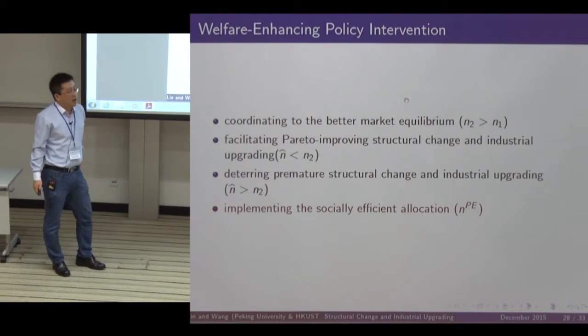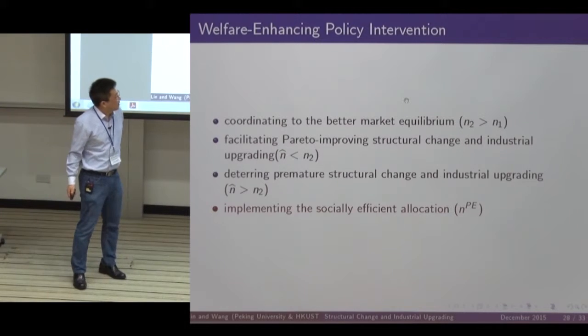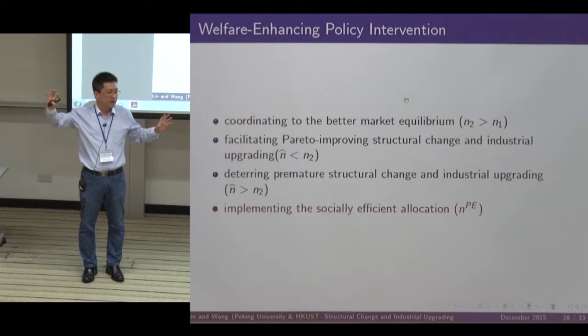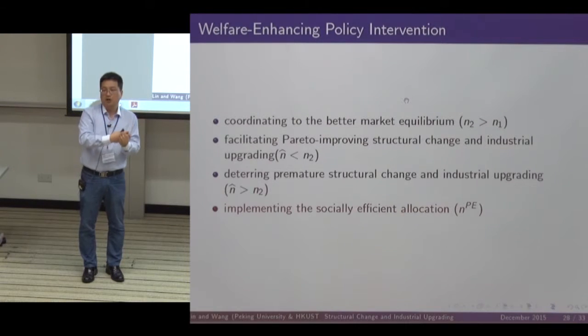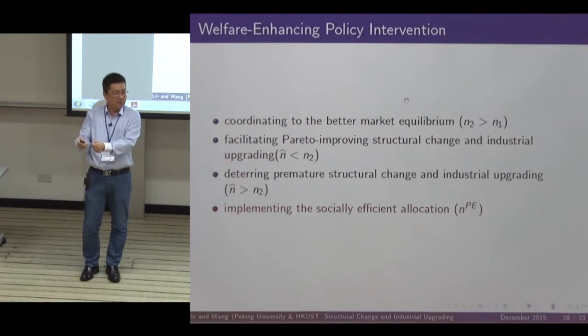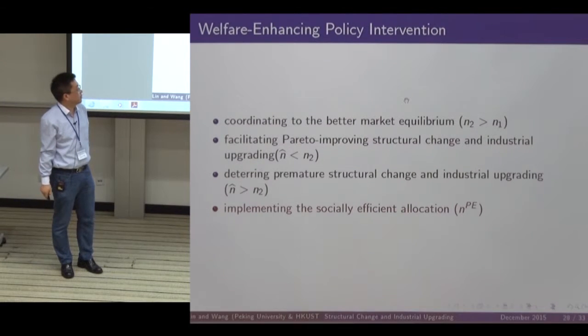But now let me move on to the trade equilibrium. Maybe I'm going too fast, but I think the key message here is that because you have these input-output linkages between the production service and the downstream sectors, the structural change is induced by the income effect, which favors the production service. So in some cases, it will lead to premature structural change and industrial upgrading. But on the other hand, because there exists an entry barrier, you might have delayed structural change and industrial upgrading. It really depends on the parameters. And the market equilibrium is not necessarily efficient.